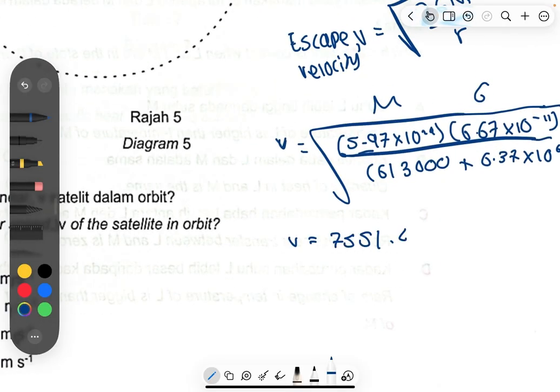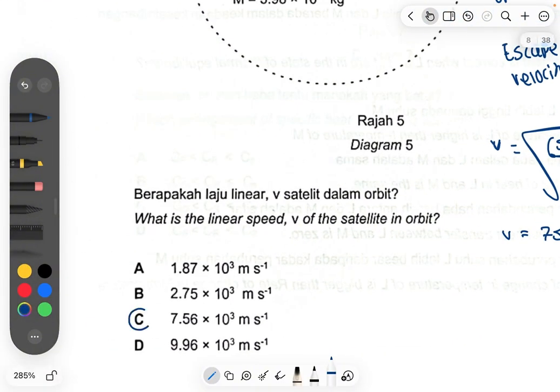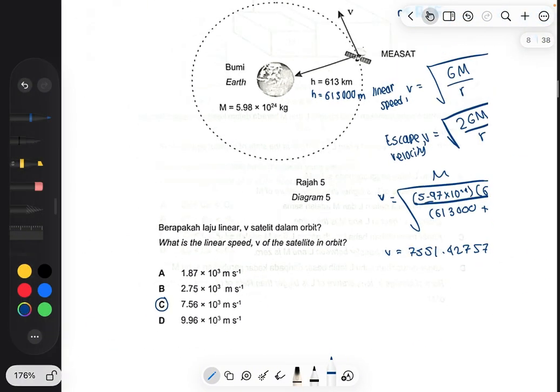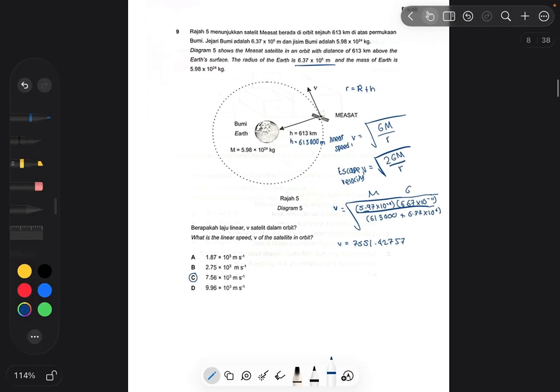Okay, 7551.427575. The answer is definitely this because it's the only thing that has 7. Is it right? 9 is C.